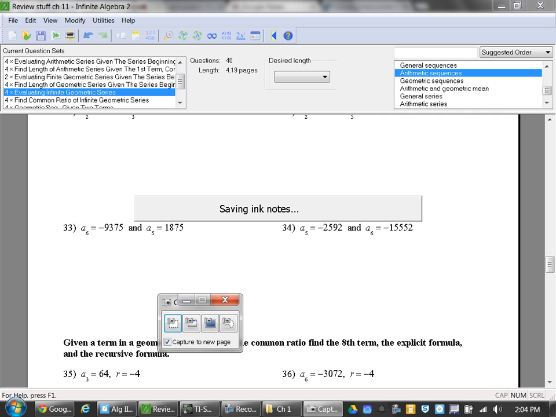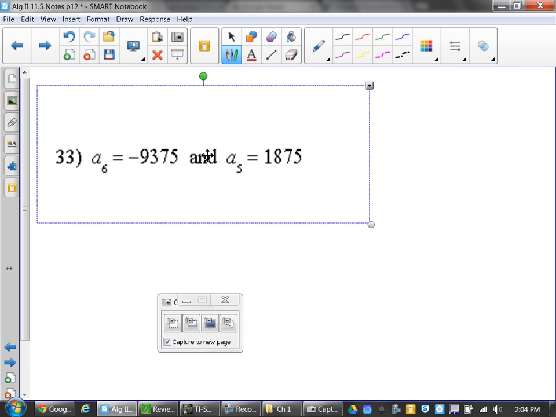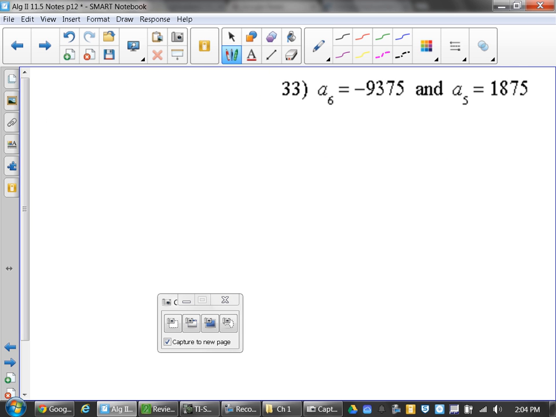So in number 33, it wants us to write out the recursive and the explicit, but they give us consecutive terms. When they give you consecutive terms, it's nice. It can be a little bit quicker to help solve for your rate. Take the 6th term divided by the 5th term. What do you get for your rate? For 33, negative 5? Is everybody okay with that? So we know that our rate here is negative 5.